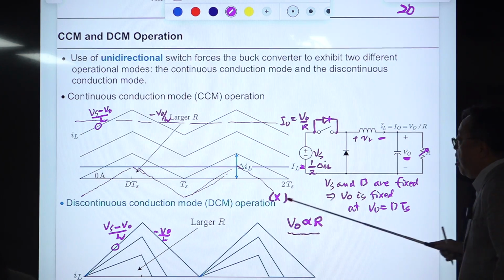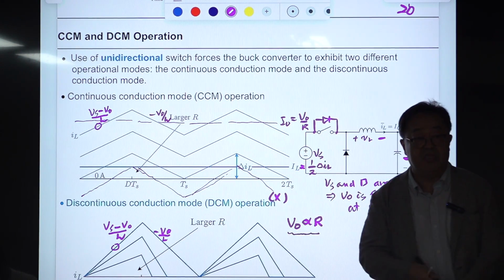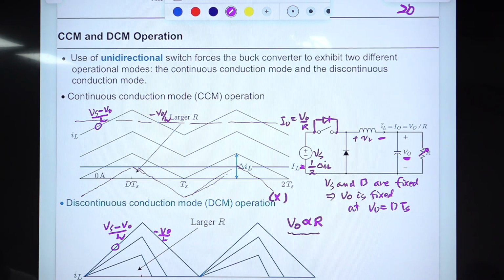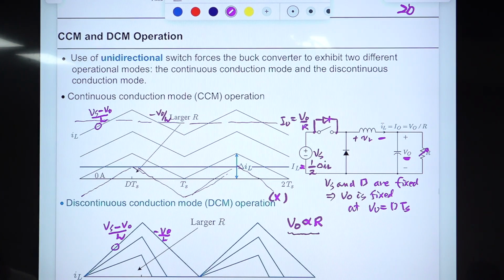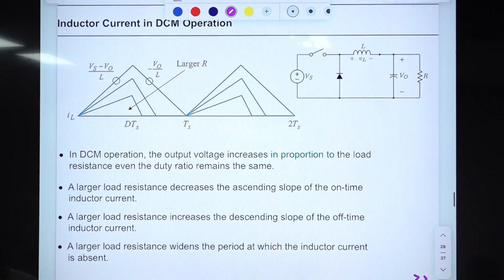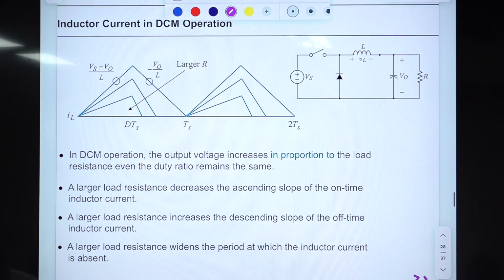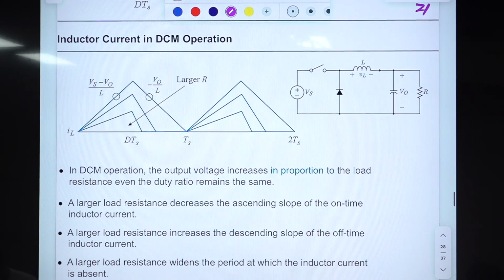If you increase R further, this area is increasing. So this DCM period is increasing. So this is the waveform for the DCM operation. Here is the inductor current in DCM. I copied these waveforms. Here, the same waveforms and the same circuit diagram.